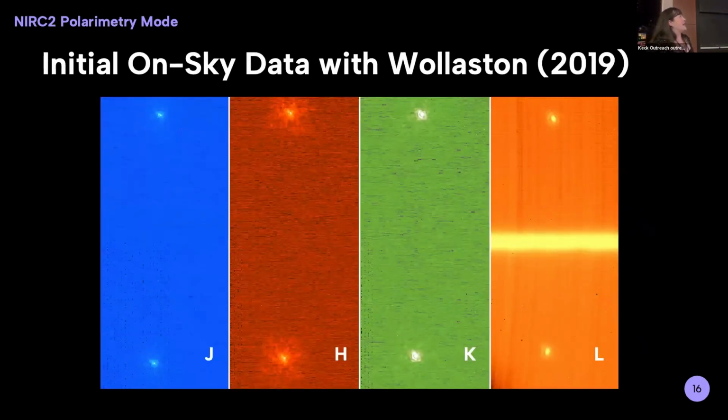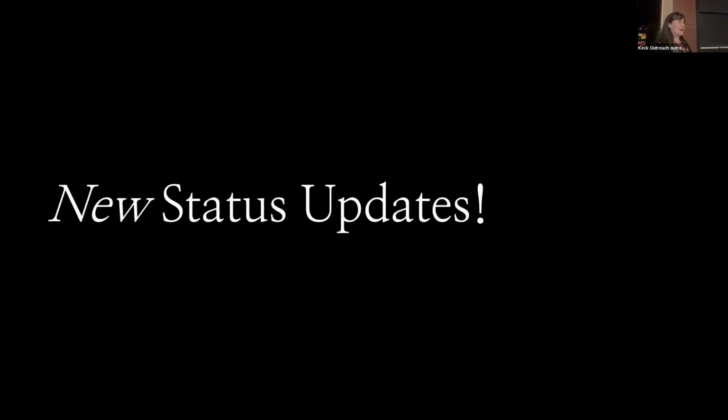This is initial on-sky data with the Wollaston from back in 2019, showing that we are, in fact, splitting the beam in two, so that is working. But why I'm here today is to share all of the new status updates that have happened since.